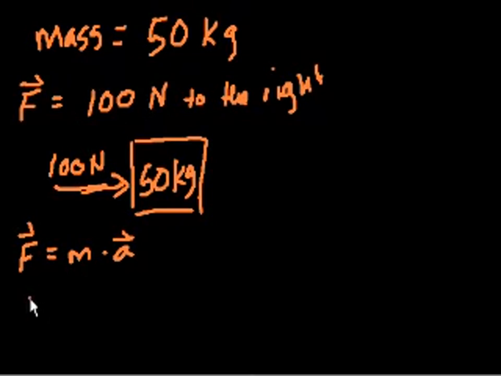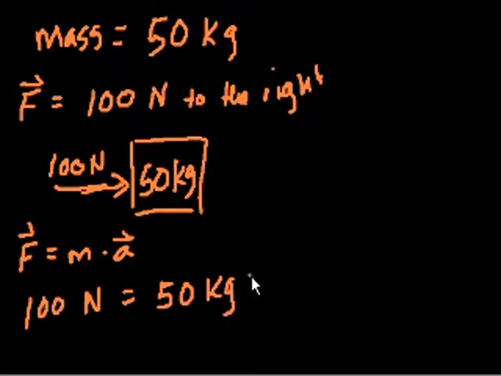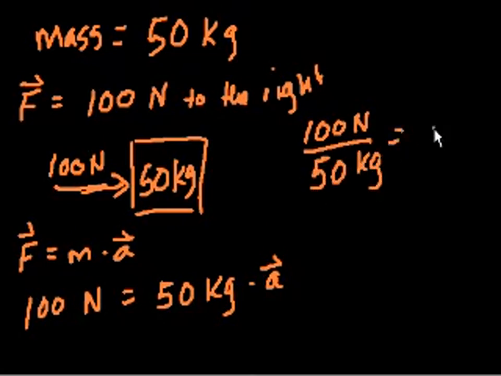The force is 100 newtons. 100 newtons is equal to the mass, which is 50 kilograms, times the acceleration. So we can divide both sides by 50, and you get 100 newtons over 50 kilograms is equal to the acceleration. And it's 100 newtons to the right. I'll use this little arrow here. That's not a traditional convention, but that's how we know it's to the right. So it's 100 divided by 50.